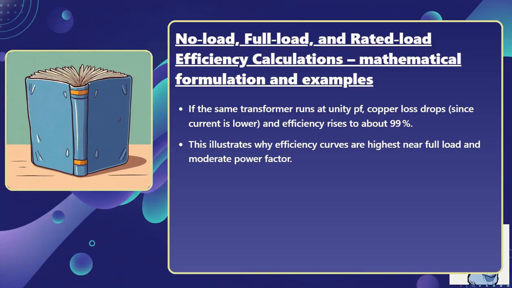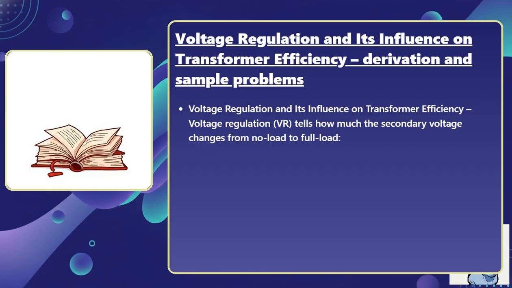This illustrates why efficiency curves are highest near full load and moderate power factor. Voltage regulation and its influence on transformer efficiency. Voltage regulation, VR, tells how much the secondary voltage changes from no load to full load. VR% equals V no load minus V full load, divided by V full load times 100.